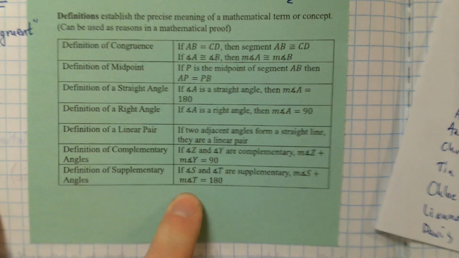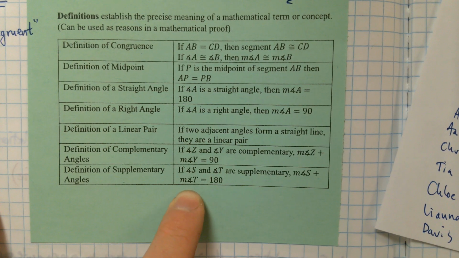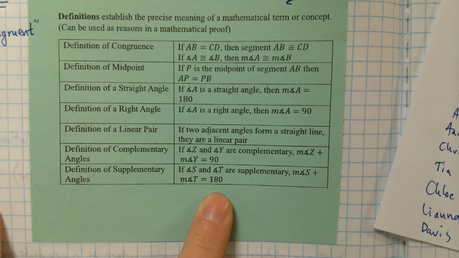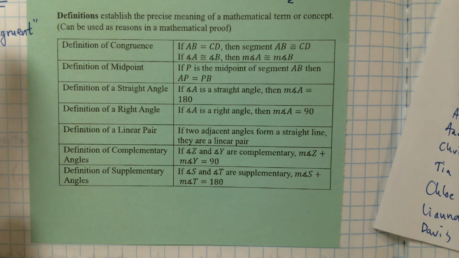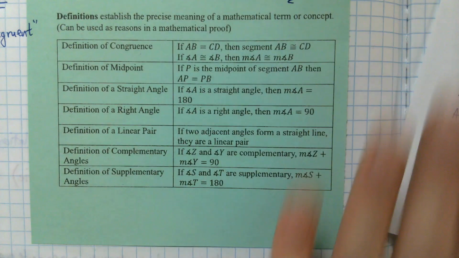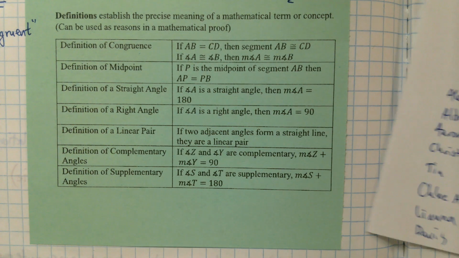Yep, we know that. And definition of supplementary, same thing. If S and T are supplementary, then the measure of S plus the measure of T is 180. Everyone cool on that? Okay. So again, definitions, these are things we've already talked about, things we've already defined. We're just putting it into a kind of standard form, like that. Now let's go to properties.